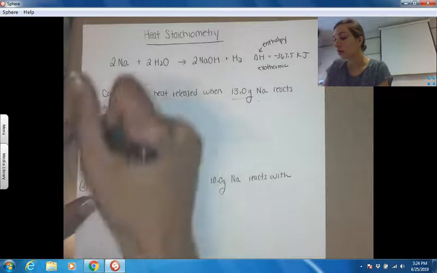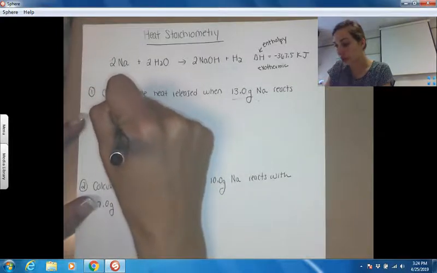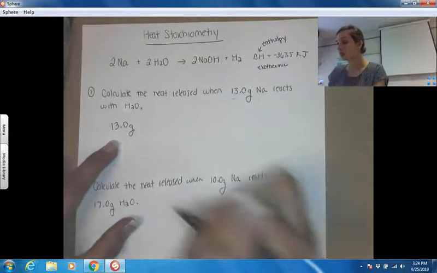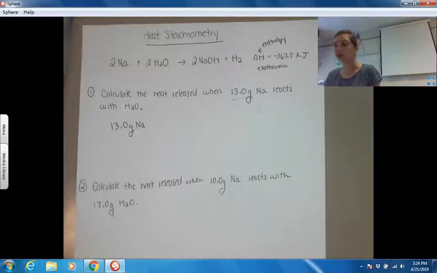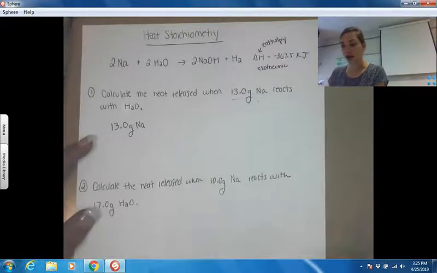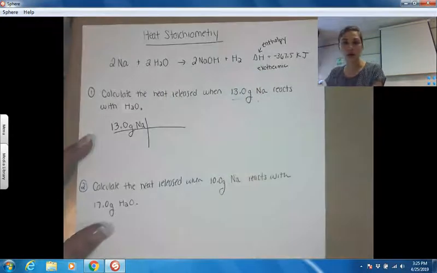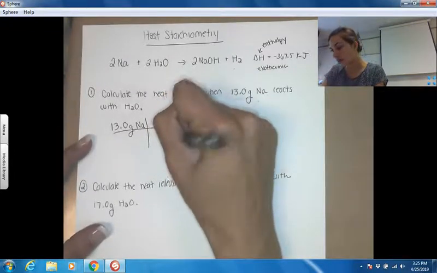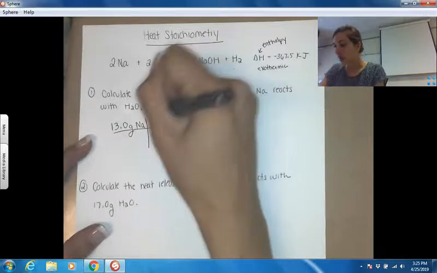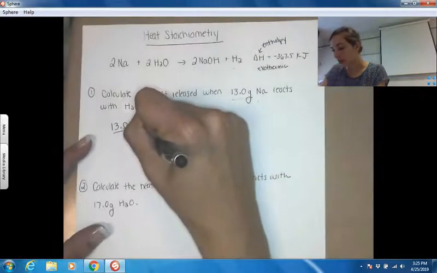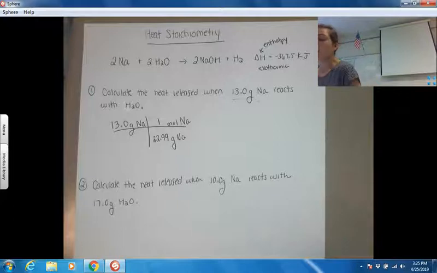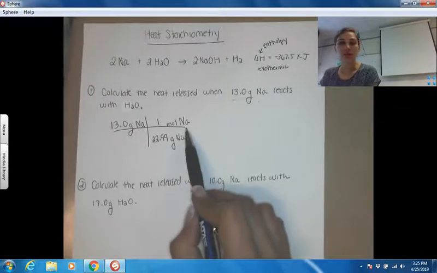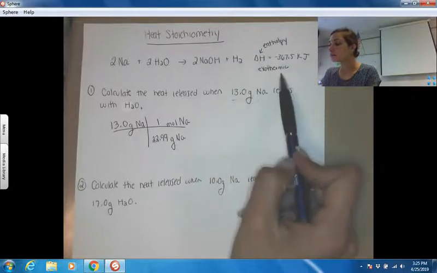Let's figure out how to do that. We are going to set up a stoichiometry problem. We have 13.0 grams of sodium, and we want to know how many moles of sodium we have, because that's going to change the amount of enthalpy, or the amount of energy that is being given off while this reaction occurs. So we go to moles by dividing by grams of sodium and going into moles of sodium. Every 1 mole of sodium has a molar mass of 22.99 grams. So this is going to get us into moles. But what we have to do then is figure out, based on this number of moles, how much energy is being given off.